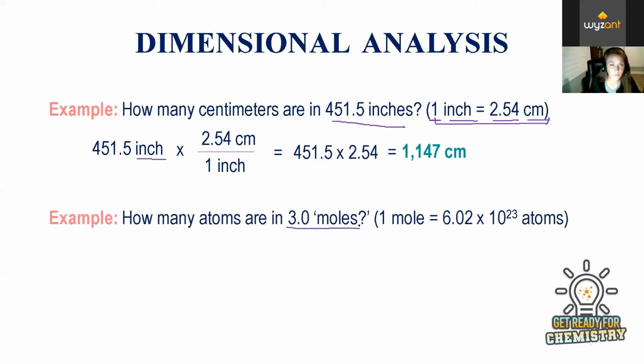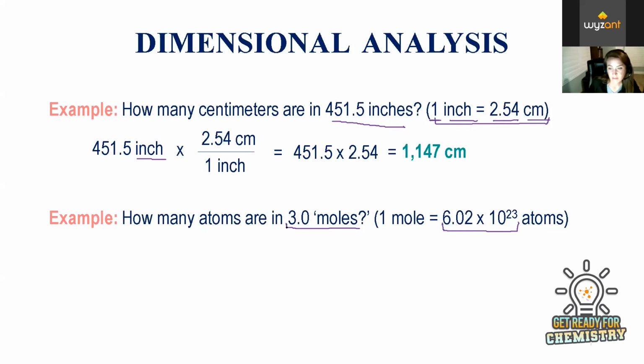So the last example: how many atoms are in 3 moles? So this is what you will deal with in chemistry. Now, a mole is just another type of conversion factor, but it involves an extremely large number. 6.02 times 10 to the 23rd atoms are in 1 mole. So a mole is like, there's 6.02 times 10 to the 23rd pieces of paper in a mole. A mole is the same thing as a dozen, as a ton. It just means it's an expression of a really large quantity.